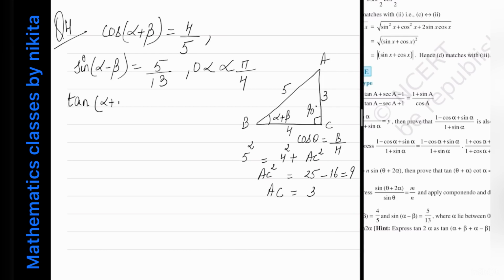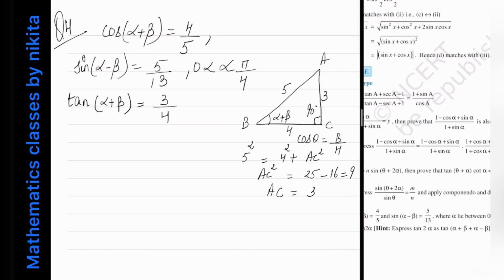Okay, so therefore what is tan of alpha plus beta? So tan of alpha plus beta is equal to P upon B. So therefore it will come out to be, so P, perpendicular, is 3 and base is 4. So P by B becomes 3 by 4.